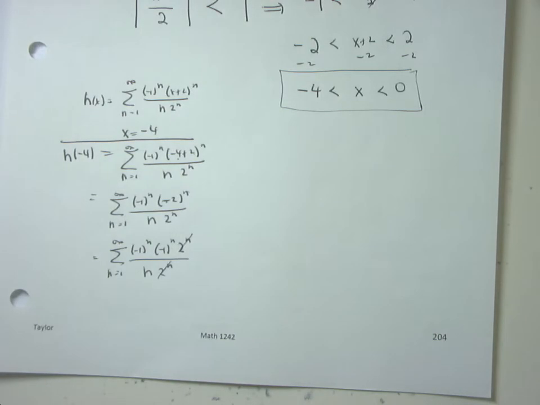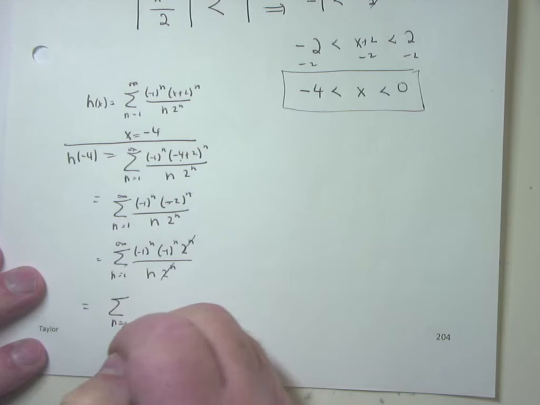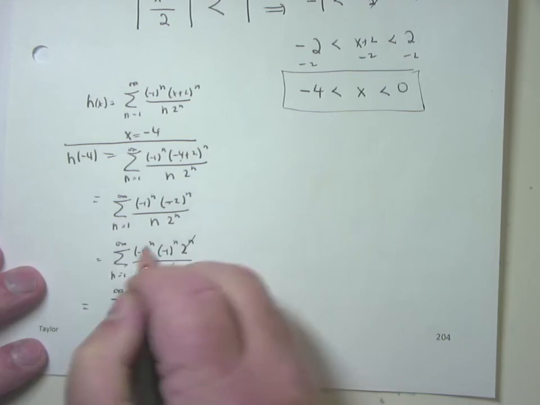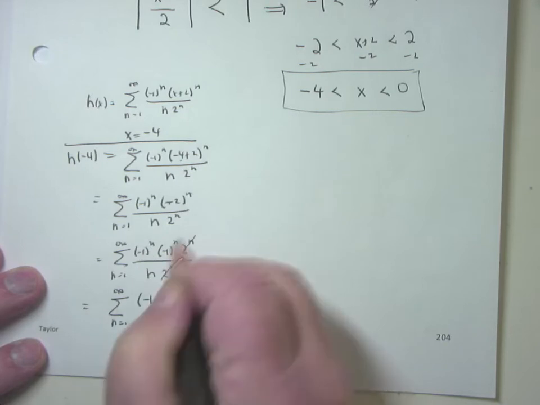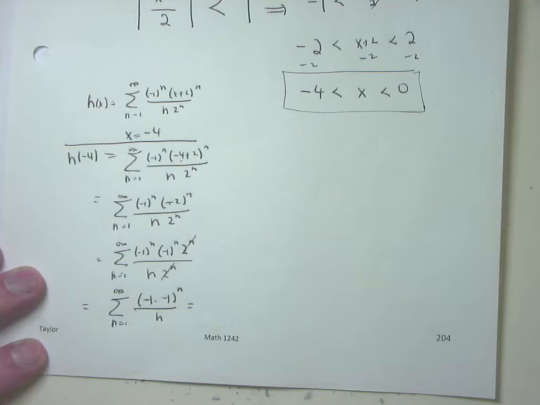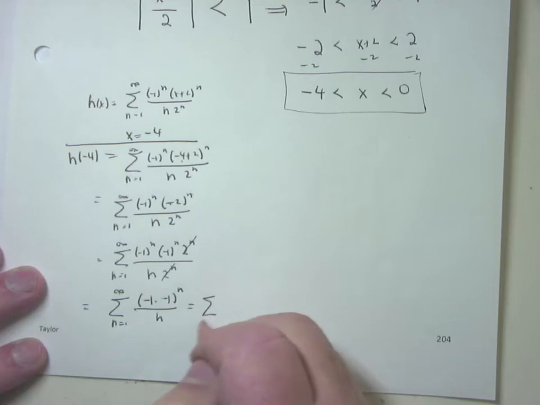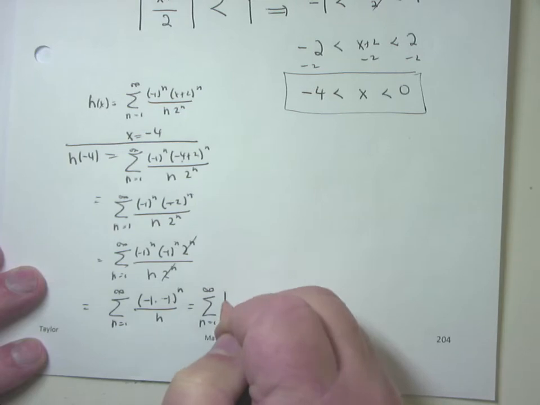But the other deal is this. What is negative 1 to the n times negative 1 to the n? They have the same power, so you can factor out that power on those negative 1s. It's going to be negative 1 times negative 1 to the n, divided by n. But what is negative 1 times negative 1? Positive 1. So this is the sum as n goes from 1 to infinity of 1 to the n over n.